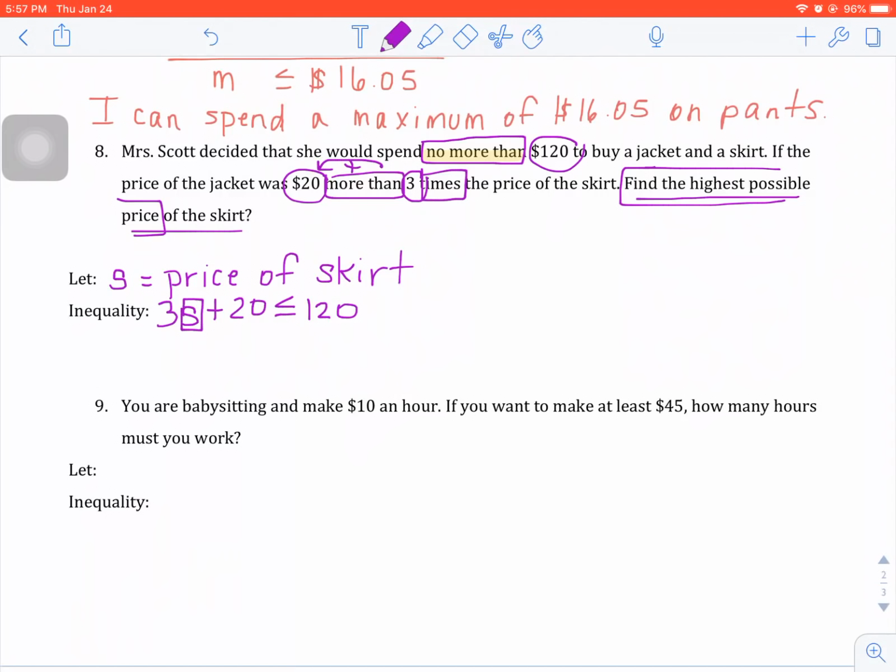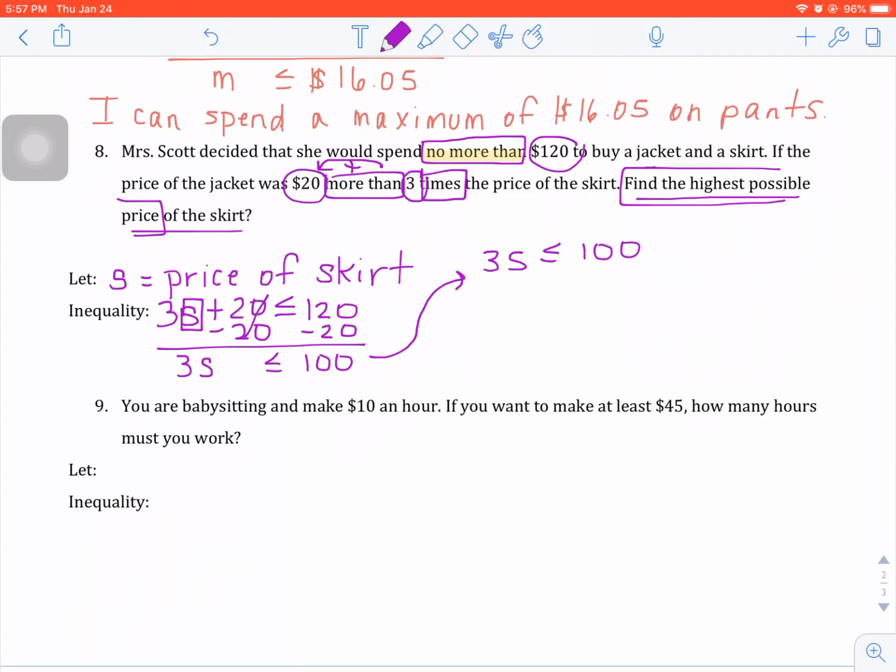So the opposite of addition is subtraction. So I'm going to subtract 20 from both sides. And 20 minus 20 is 0. So I am left with 3S is less than or equal to 100. I'm going to go ahead and carry my inequality over, so I've got more room to work. So again, I have 3S is less than or equal to 100.